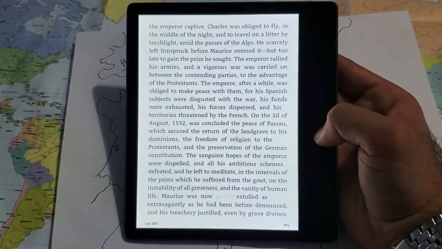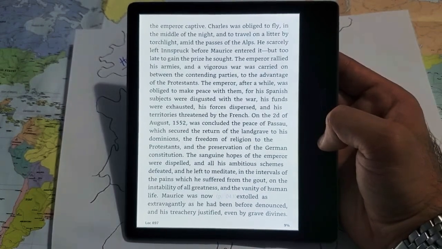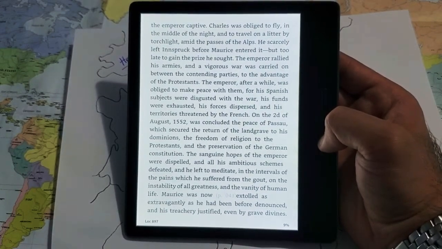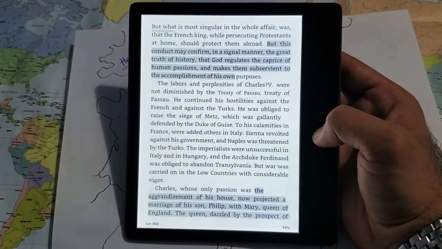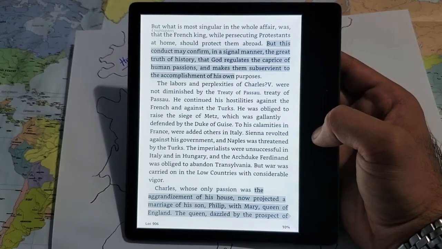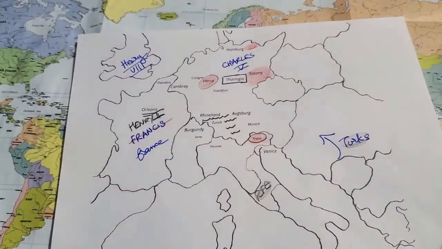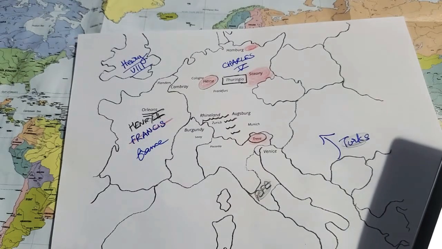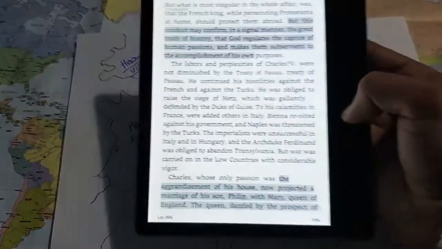Maurice was now extolled as extravagantly as he had been before denounced, and his treachery justified even by grave divines, that's serious theologians. But what is most singular in the whole affair was that the French king, while persecuting Protestants at home, should protect them abroad. Again, the same way the French king was allied with the Turks, the French king was allied with the Protestants in order to break up his rival, the Holy Roman Emperor.